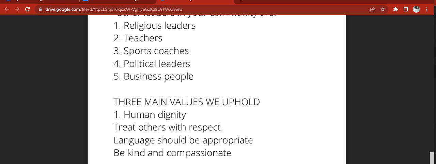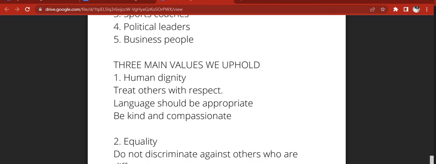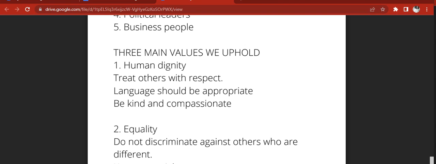So we are going back to the three main values that we uphold in the Constitution. The first one I did mention is human dignity. So what this means is treat others with respect. Language should be appropriate and be kind and compassionate. Always strive to be kind. I always say be the I in kind, like you are a kind person. No matter how angry you are, try to remain kind all the time.